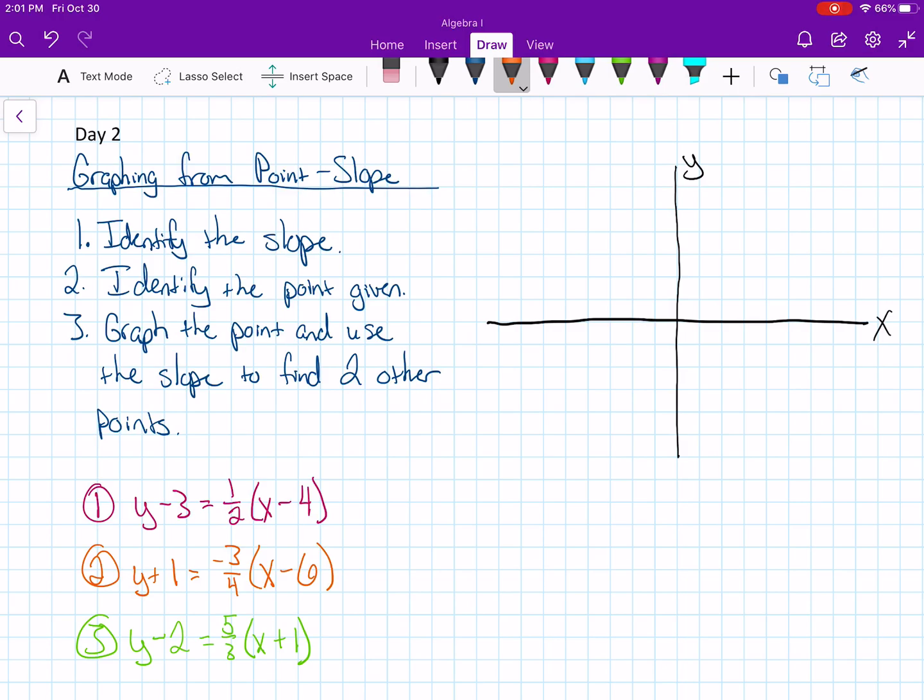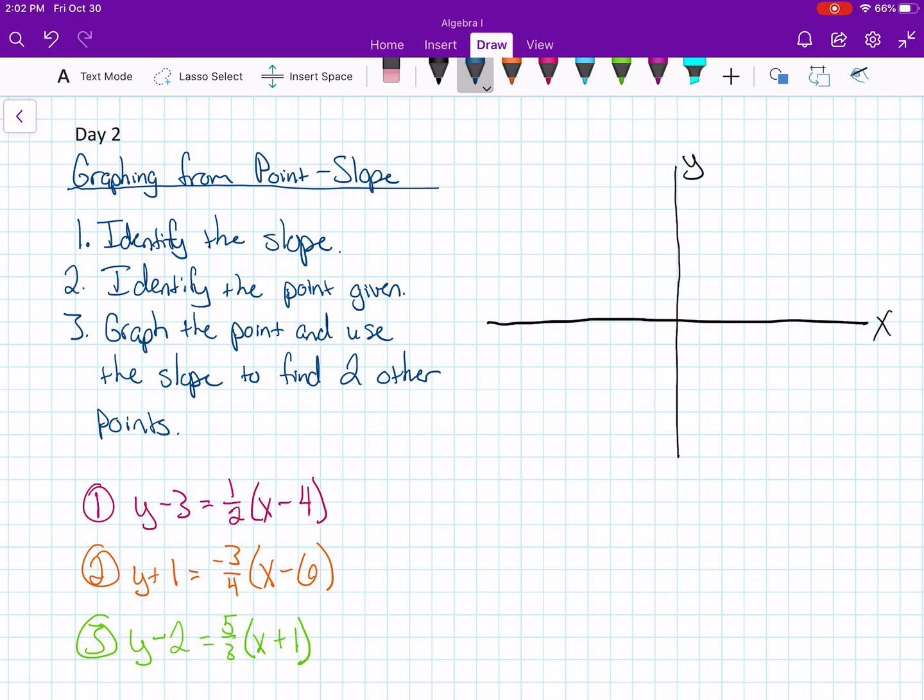This is section 2.2, point slope form, day 2. So in the last lesson, we talked about what point slope form is and how to write equations in point slope form. And today we're going to talk about how to graph an equation from point slope form. So the first thing we want to do is identify the slope from the equation.